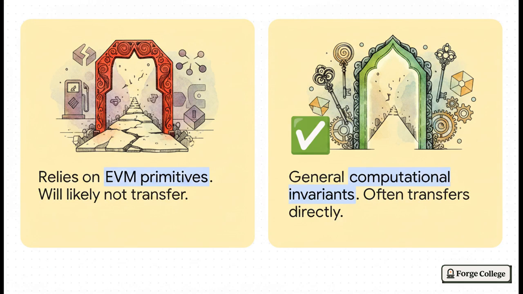So the fundamental decision you have to make when porting a mitigation is pretty binary. If your protection relies on EVM-specific primitives, things like transaction nonces, block gas limits, or msg.sender access control, it's almost certainly not going to transfer over unchanged. However, if it relies on general computational invariants like explicit signature verification or the atomicity of a call sequence, well, that might actually survive the jump.